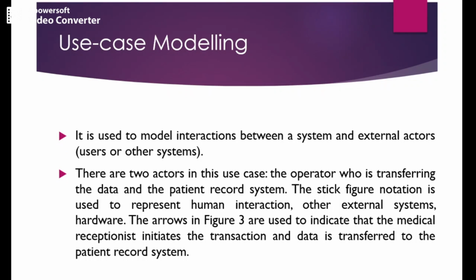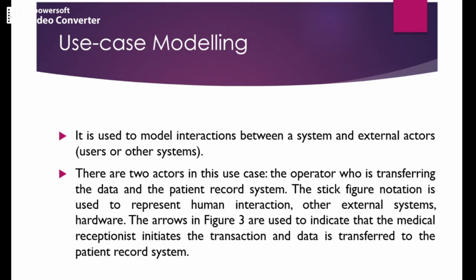Let us first discuss about use case modeling. So you have studied about use cases in module 1. So we'll study in detail about it now. So use case modeling is used to model interactions between a system and external actors. So you know what is an actor now? Who is an actor? So external actors can be users or other systems.